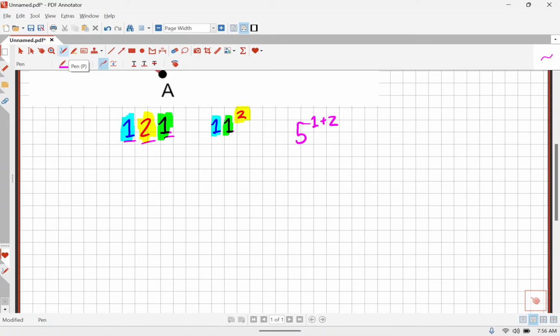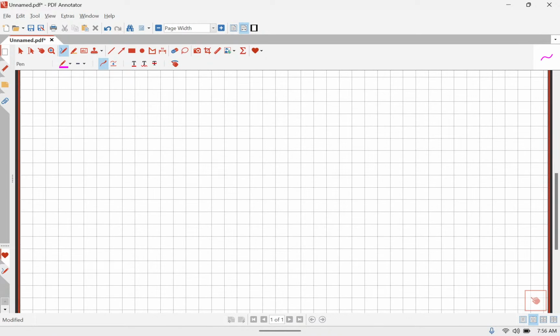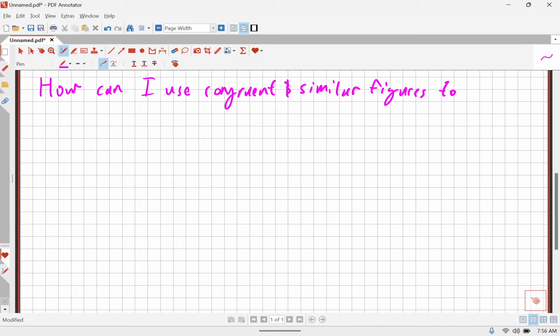All right, let's see here. Arden, what's our first essential question today? Yeah, go ahead and write that down. How can I use congruent and similar figures to calculate unknown side lengths? Awesome. We'll talk about that soon.